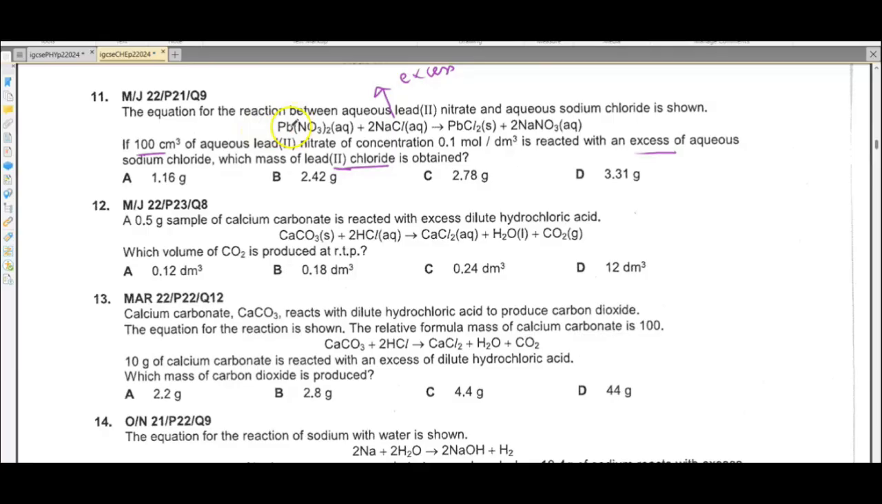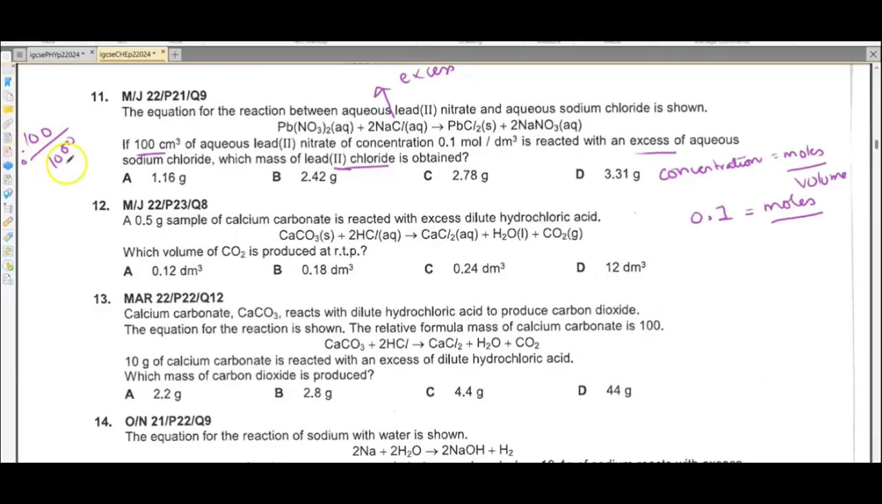Okay. First thing is first, we need to find the moles of lead nitrate with the formula concentration is equal to moles over volume. Okay, the concentration we know is 0.1 moles per decimeter cubes. The moles we are about to find and the volume is 100 centimeter cubes. The concentration is in mole per decimeter cubes, so the volume should also be in decimeter cubes. So how do we do that? We divide this with 1000.